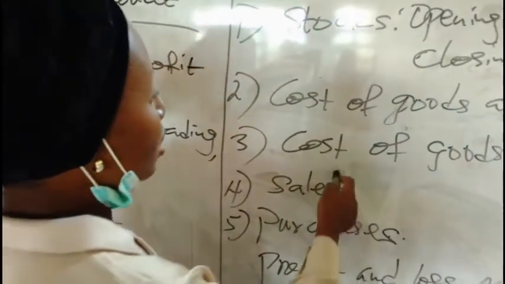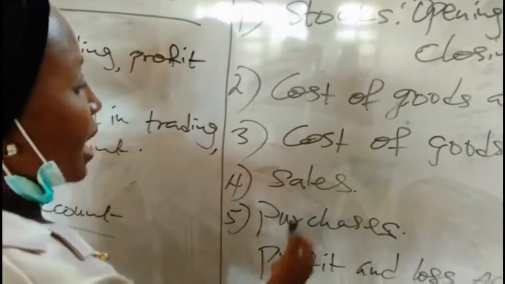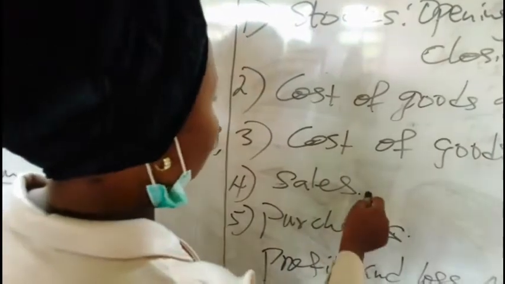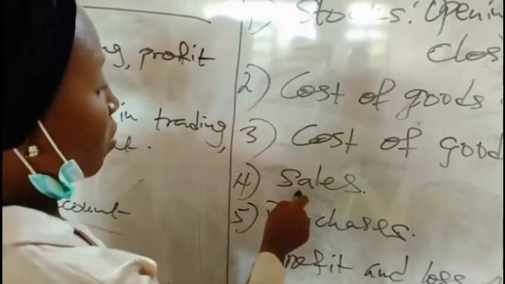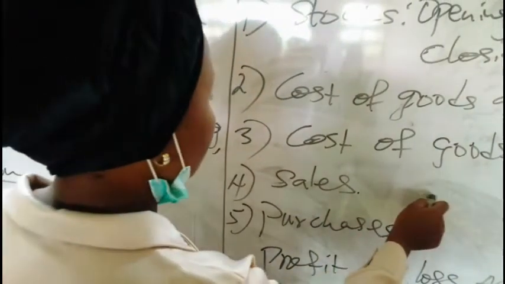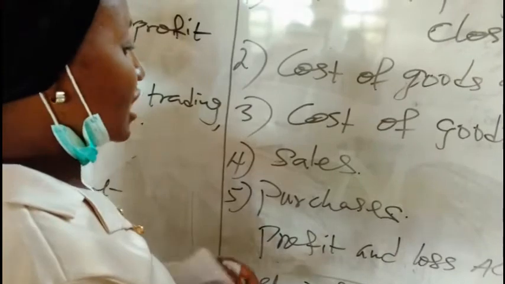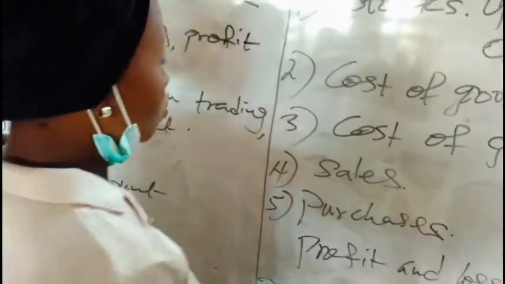Then the cost of goods sold is the cost at which the goods are sold. Then we have the sales, which are sales made on cash and credit basis. Purchases are goods bought for resale.